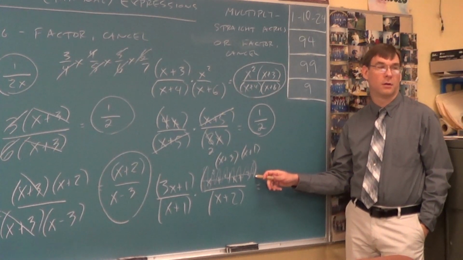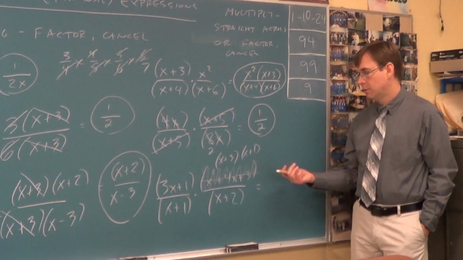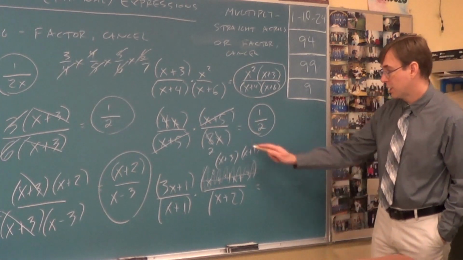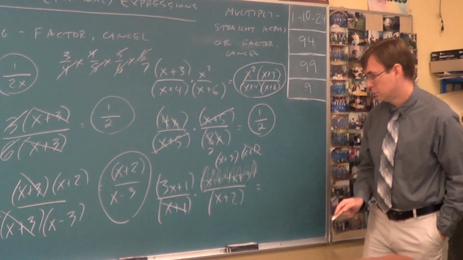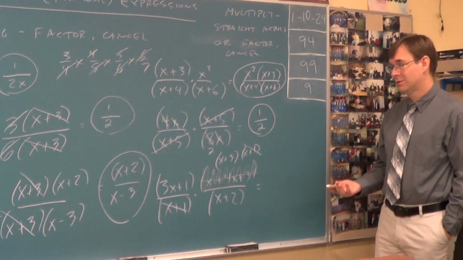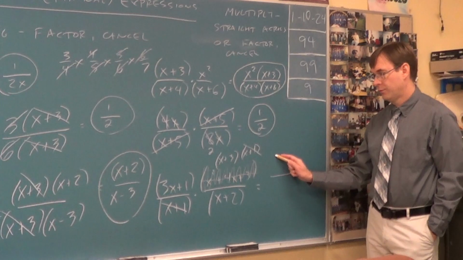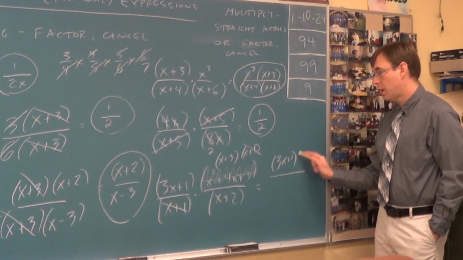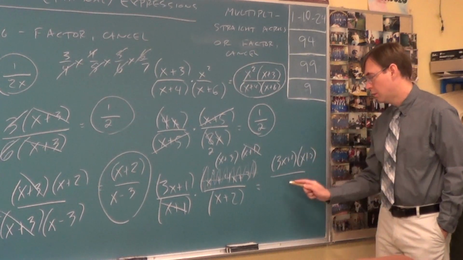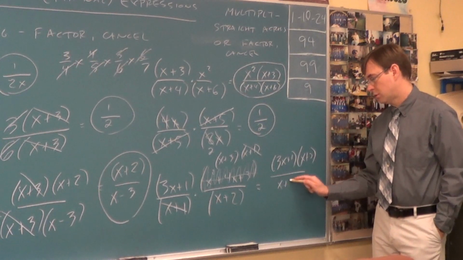Question about the factor? Then cancel. Who can cancel? X plus 1s can cancel. Anything else? Nope. So, answer, top: 3x plus 1, x plus 3. 3x plus 1 as well as x plus 3. Bottom, x plus 2.